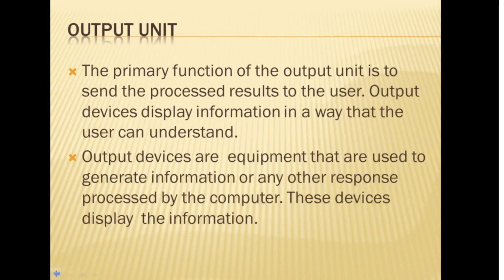Next is the output unit, the final unit. The output will be displayed in this output unit. If you give 1 plus 2, the result 3 will be displayed as the output of the given instruction. So the processed information is displayed to the user. Output devices are equipment used to present the information. Examples of output units are the monitor and the printer.